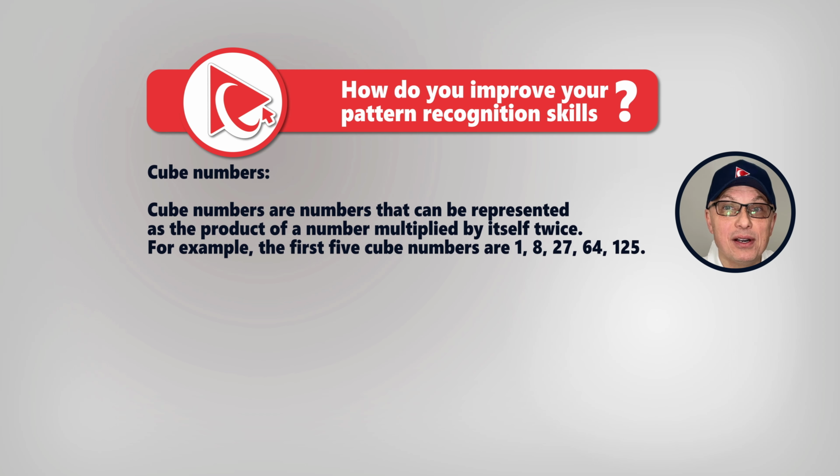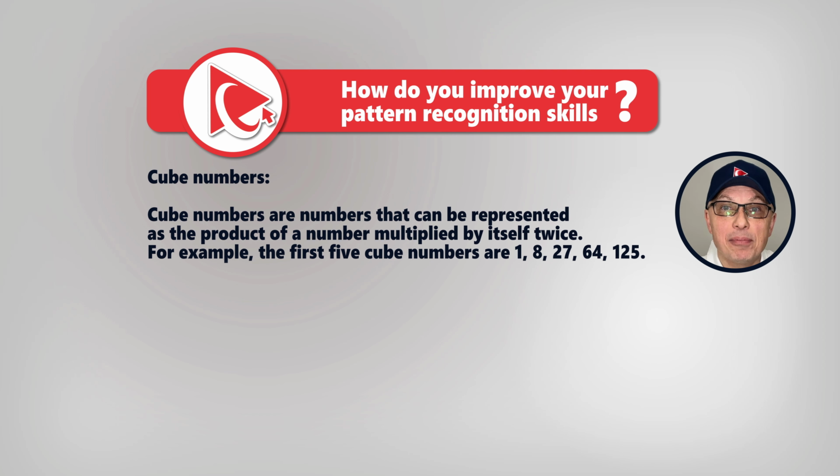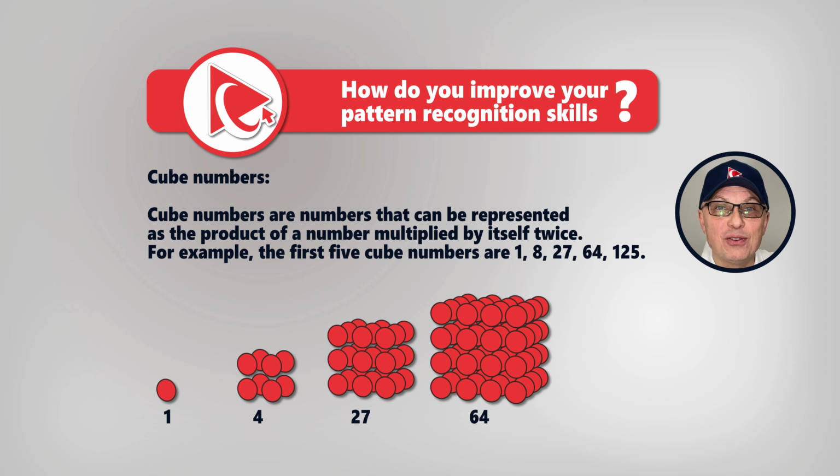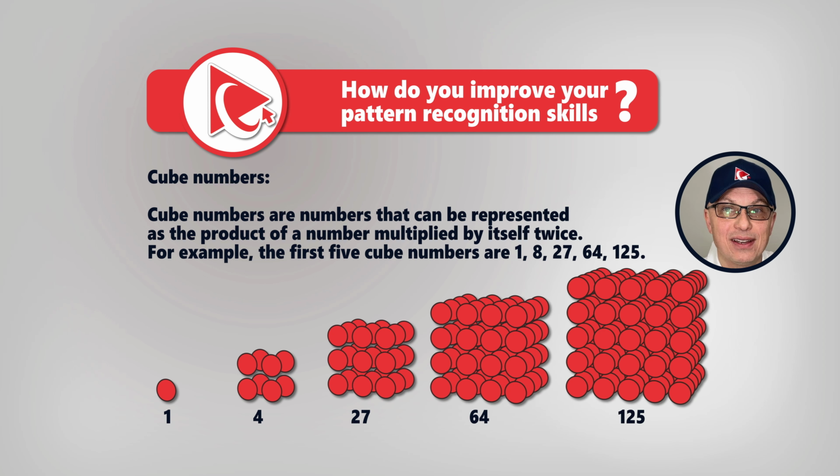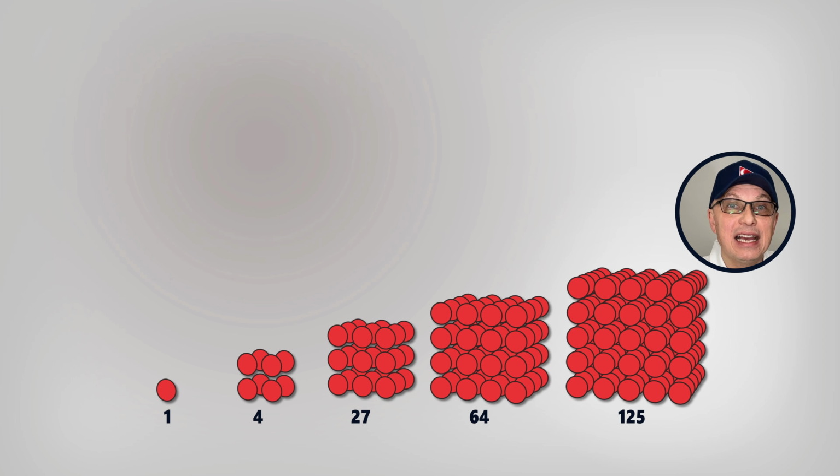And last but not least on my list are cube numbers. Cube numbers are numbers that can be represented as a product of a number multiplied by itself twice. For example, the first 5 cube numbers are 1, 8, 27, 64, and 125. Because 1 cubed is 1, 2 cubed is 8, 3 cubed is 27, 4 cubed is 64, and 5 cubed is 125.